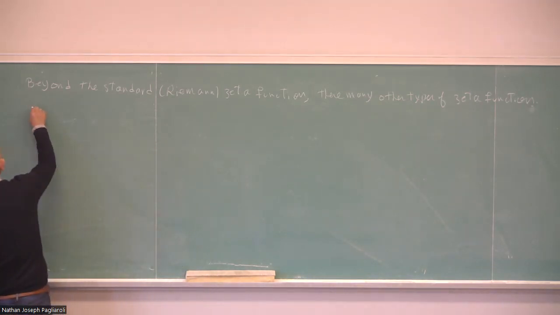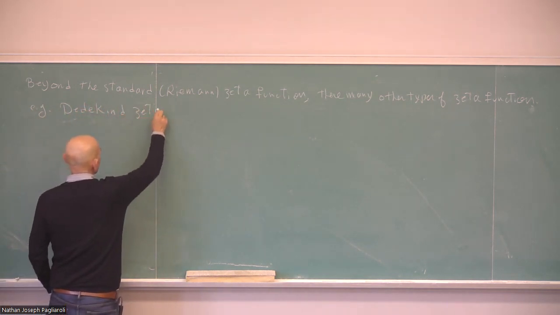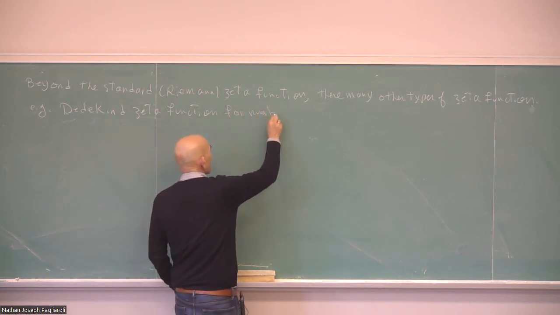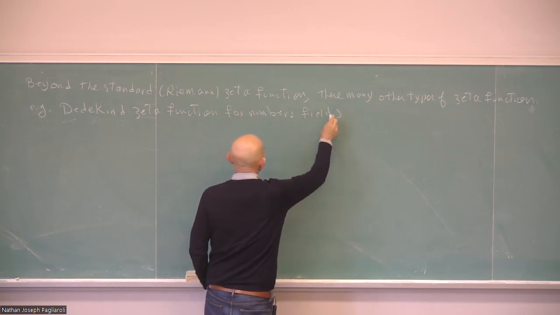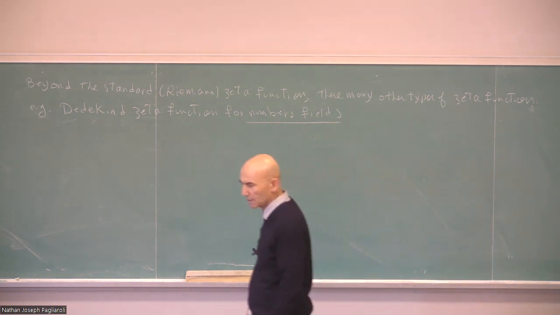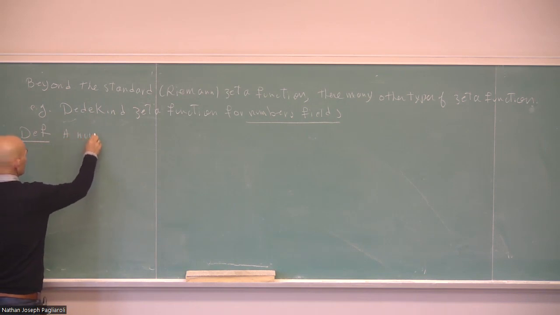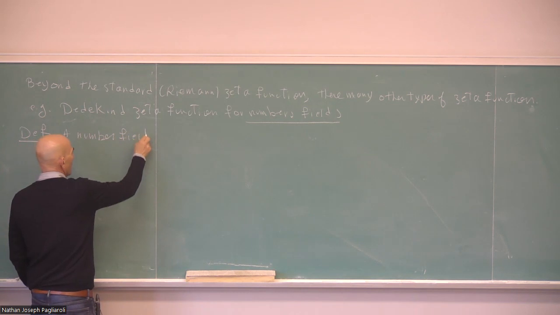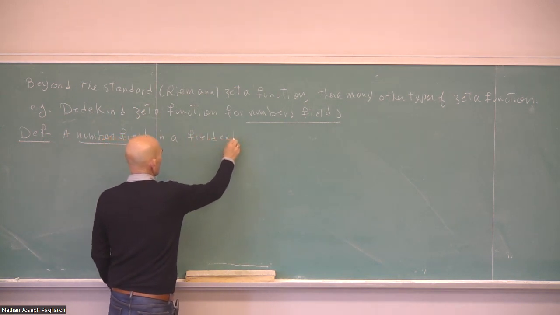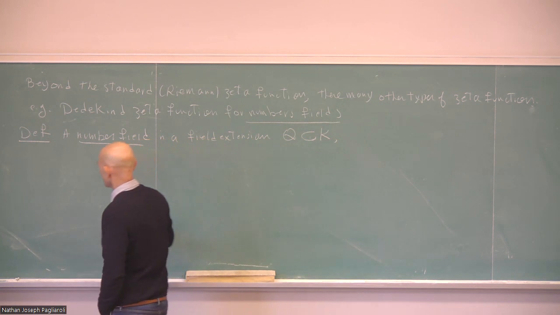So here is one example. It's called the Dedekind zeta function for number fields. I'm not going to assume that you know anything about number fields, so I'll just define a number field, and I will tell you how this Dedekind zeta function is defined. Definition: a number field is a field extension Q inside K, of finite degree.